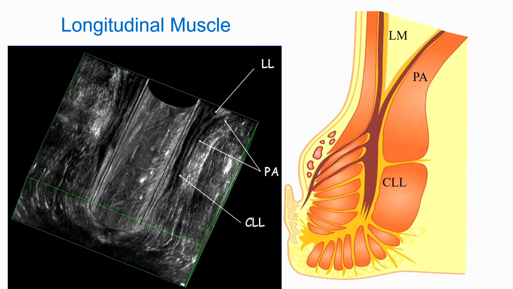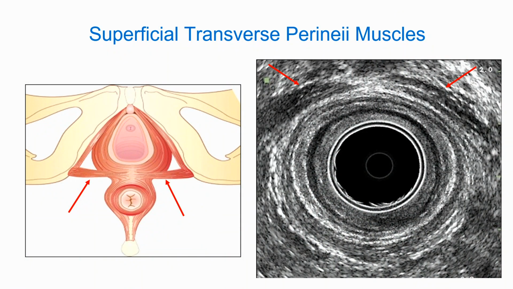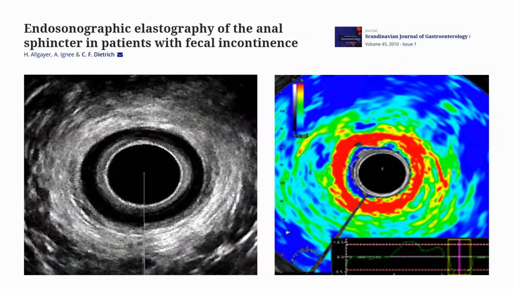And as I told you before, the longitudinal layer is formed by the longitudinal muscle of the rectal wall plus the puboanalis muscles that are fused and form the conjoined longitudinal layer. We can also visualize the perineal muscles. And also the new kind of software allows for elastography.